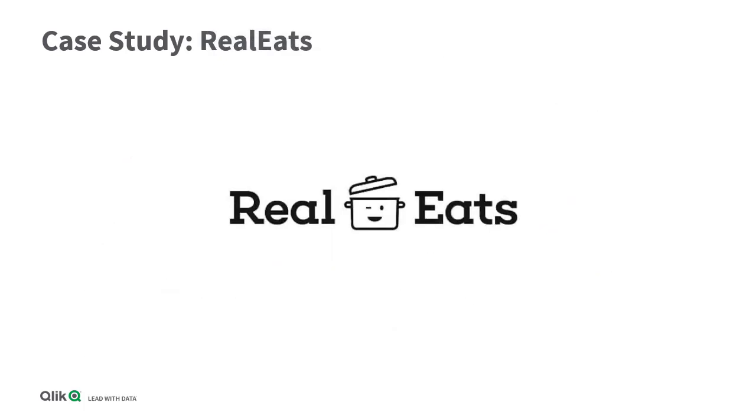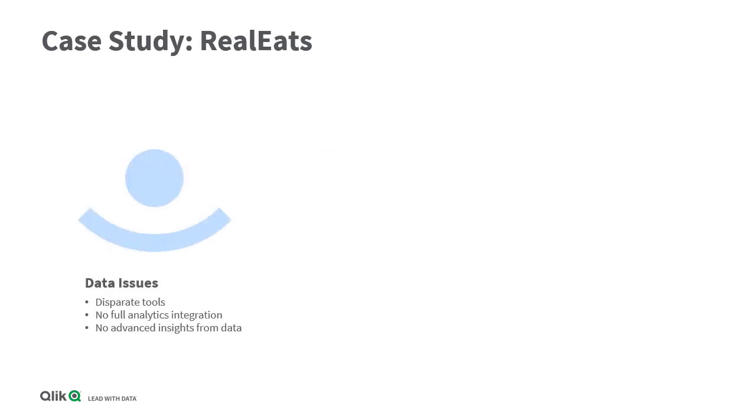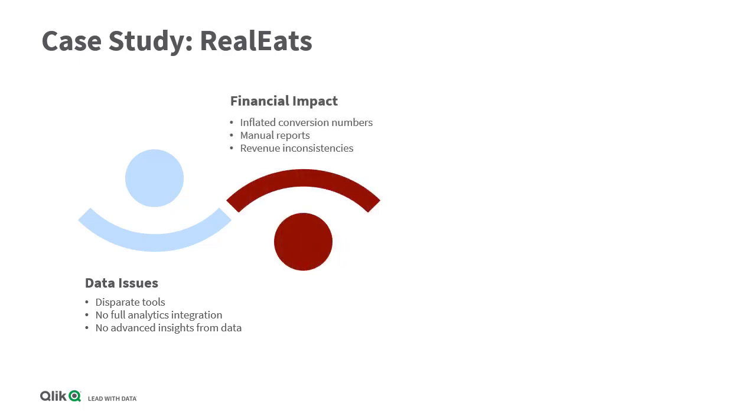Real Eats is an e-commerce subscription service that provides ready-to-eat meals to its customers. The company had marketing data issues because of disparate tools tracking. They had no full analytics integration and no advanced insights from data related to marketing campaigns. Financially, these data issues caused inflated conversion numbers and revenue inconsistencies.